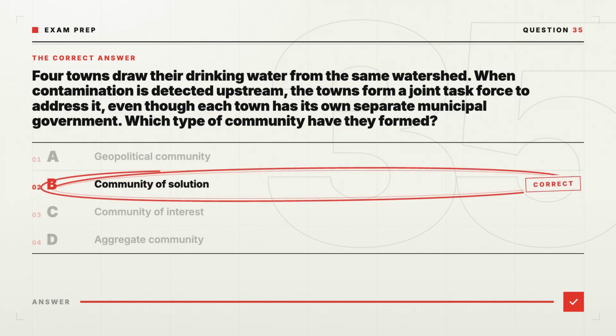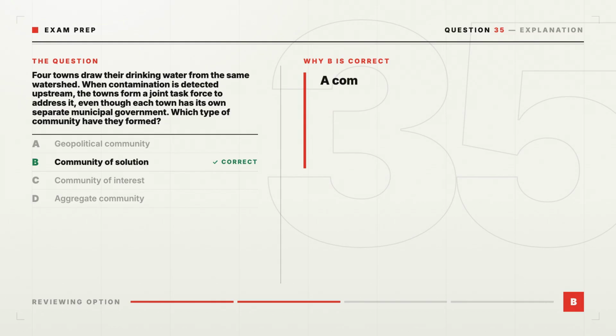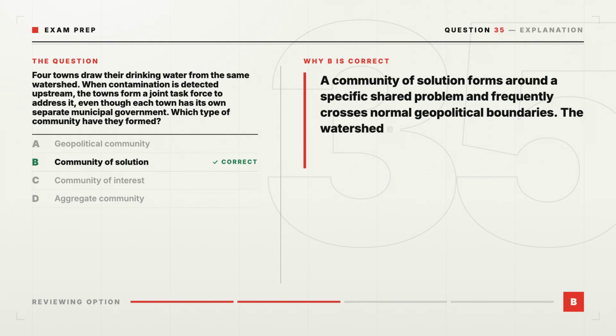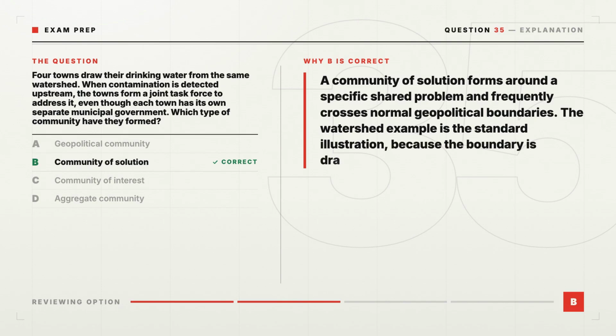The correct answer is B. Community of solution. B is correct because a community of solution forms around a specific shared problem and frequently crosses normal geopolitical boundaries. The watershed example is the standard illustration because the boundary is drawn by the problem rather than by the map. Recognizing the type matters, since the intervention has to follow the problem's boundary rather than city limits.